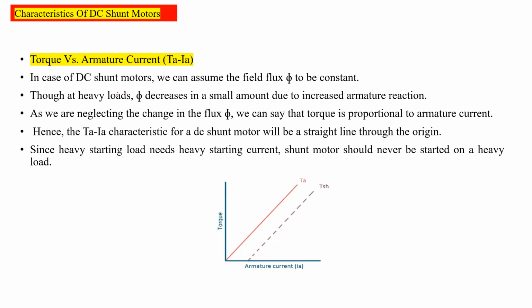Okay, so in case of DC shunt motors, we can assume the field flux phi is constant. Flux is constant, so torque is directly proportional to Ia. That's why the graph between torque versus Ia becomes like this. If the armature current increases, torque also increases like this.